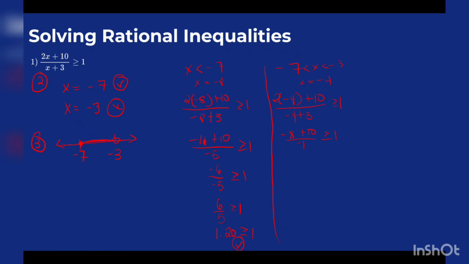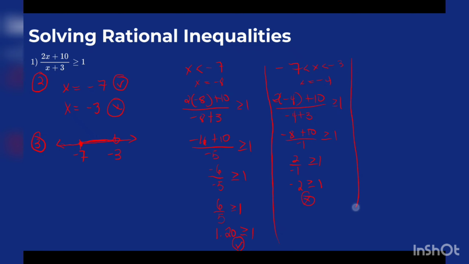And this will give us positive 2 over -1 is greater than or equal to 1. And -2 is not greater than or equal to 1. So this is not part of the solution.